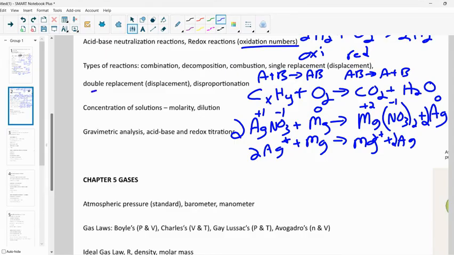All right, double replacement, displacement. We showed that one above. That was the precipitation reaction. Disproportionation. All right. Here is a disproportionation reaction.